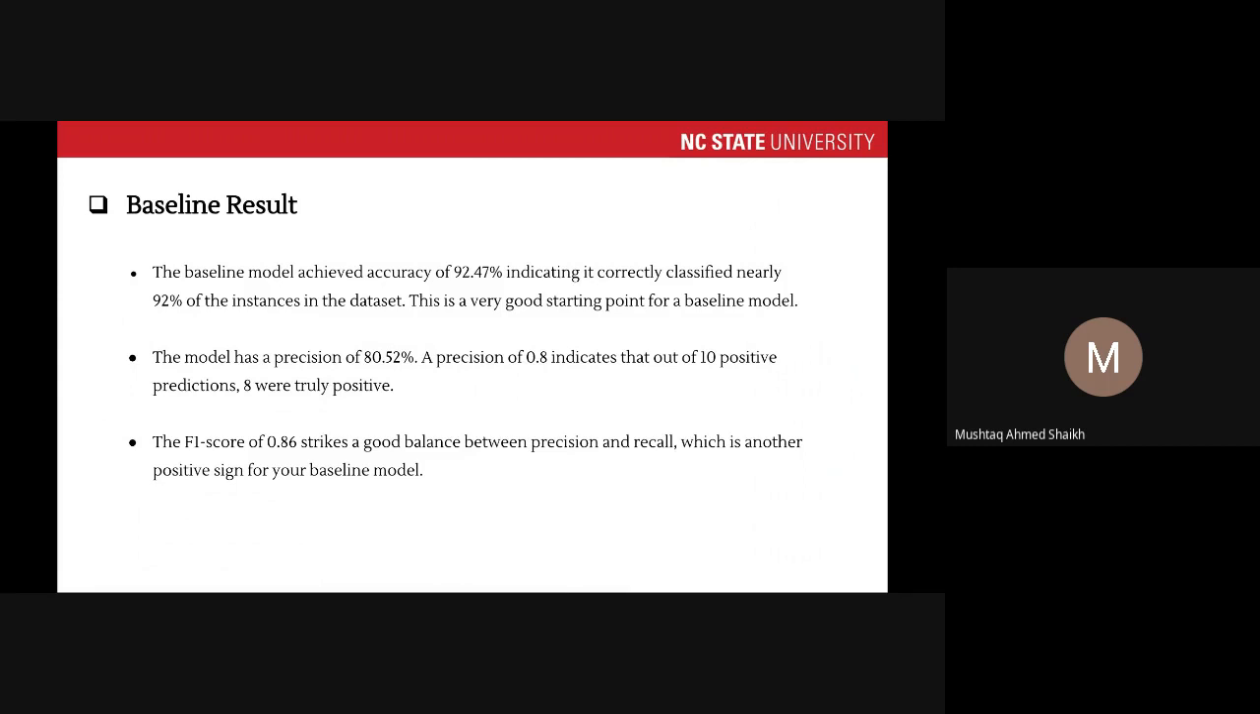The result of the baseline model was that it received an accuracy of 92.47%, which is a really good starting point for a baseline model. It also has a precision of 80.52%, which means that out of every 10 positive predictions, 8 were truly positive. The F1 score is 0.86, which strikes a good balance between the precision and the recall.